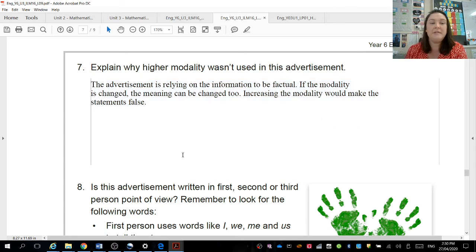Here we go. The advertisement is relying on information to be factual. If the modality is changed, the meaning can be changed too. Increasing the modality would make the statements false. You could say all germs live up to several days on surfaces, but is that accurate for all? Definitely not. So that would make it incorrect.